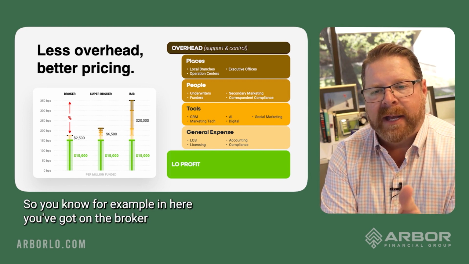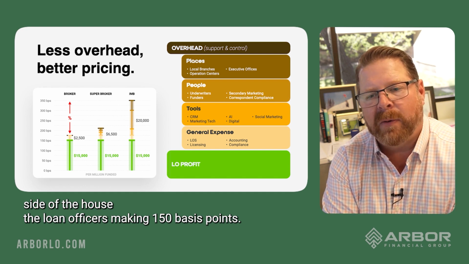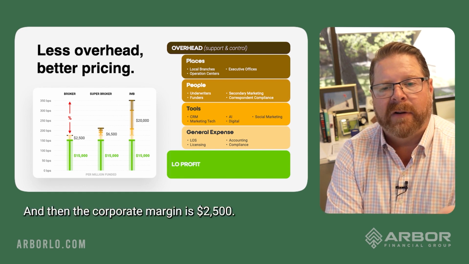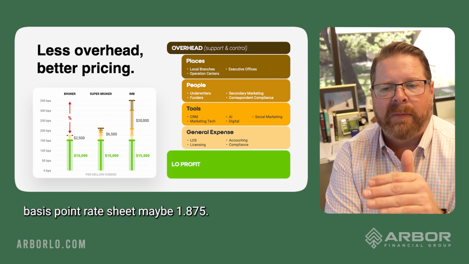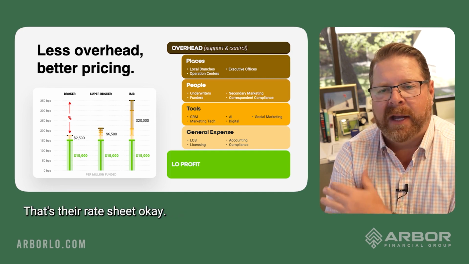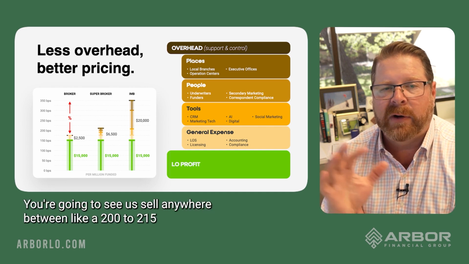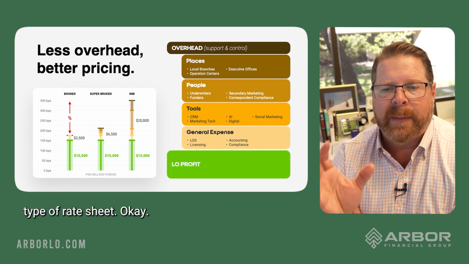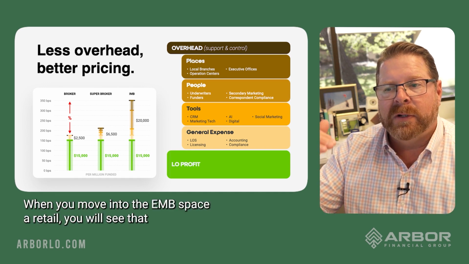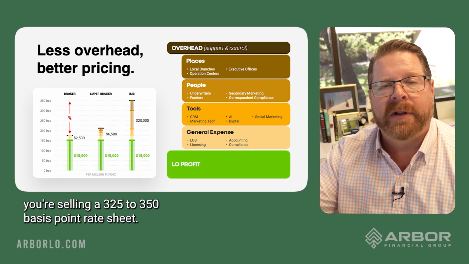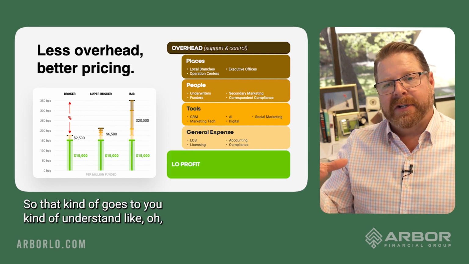For example, on the broker side of the house, the loan officer's making 150 basis points, and then the corporate margin is $2,500. So they're selling about a 175 basis point rate sheet, maybe 1.875. That's their rate sheet. Then in the super broker Arbor world, you're going to see us sell anywhere between a 200 to 215 type of rate sheet. When you move into the IMB space of retail, you're selling a 325 to 350 basis point rate sheet.